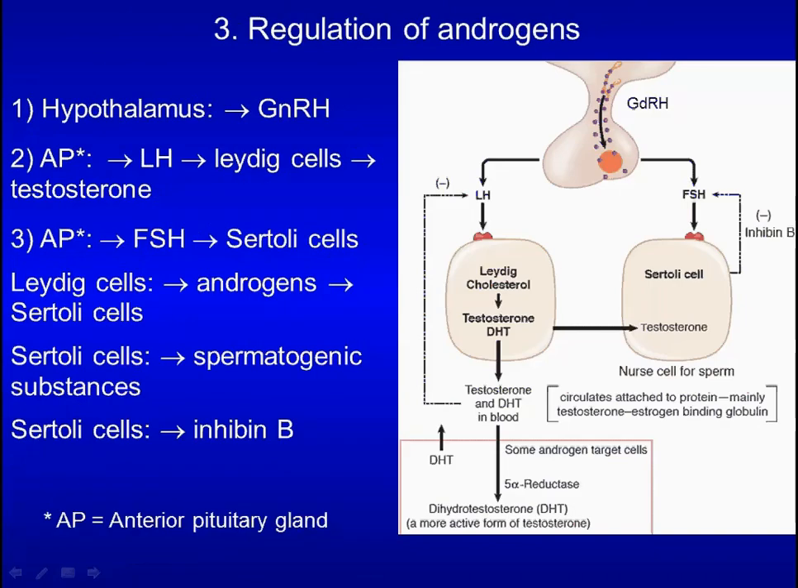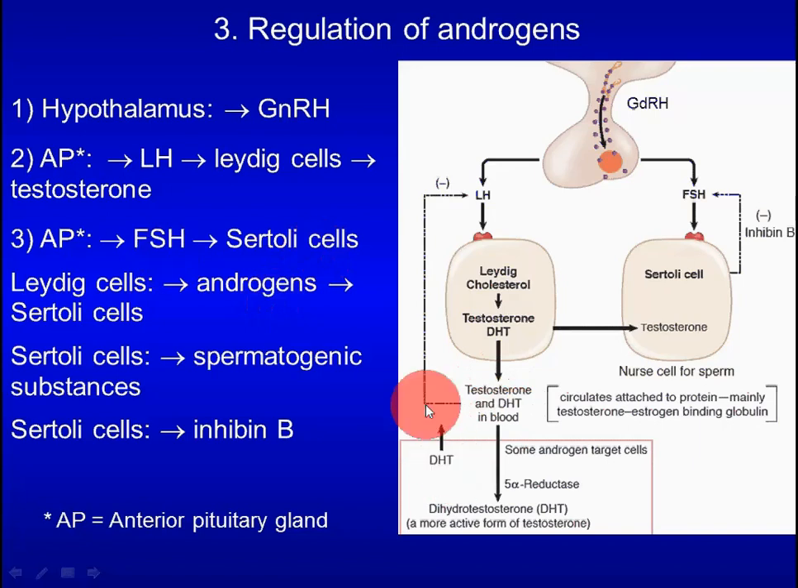Hypothalamus produces gonadotropin releasing hormone. It acts on anterior pituitary glands. The pituitary gland then releases two gonadotropins. One is luteinizing hormone that acts on Leydig cells. The other one is follicle-stimulating hormone that acts on Sertoli cells. Leydig cells produce androgens, including testosterone. Testosterone is converted to DHT in peripheral tissues.